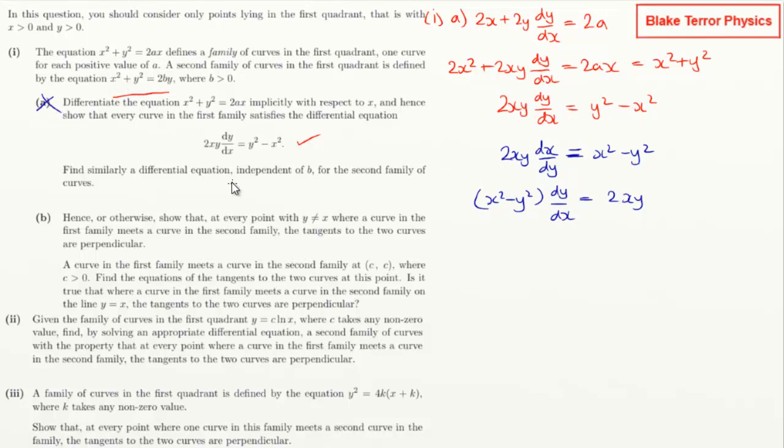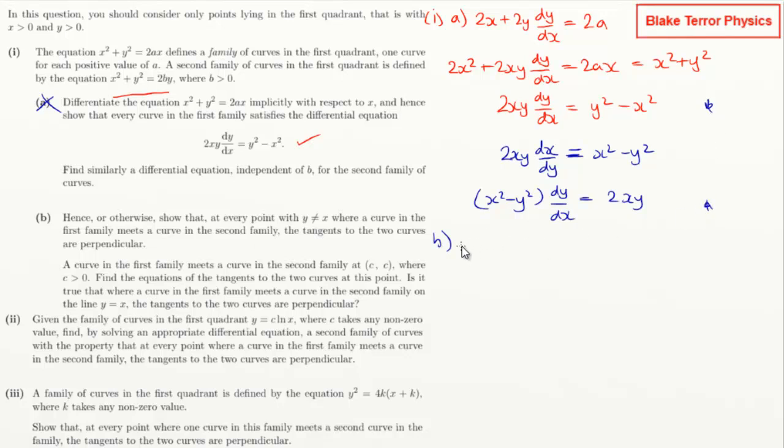Part B: hence or otherwise, show that at every point with x not equal to y, where a curve in the first family meets a curve in the second family, the tangents of the two curves are perpendicular. Okay. So they've taken out the x equals y case to get rid of all the zeros that we'd have floating around. So we need to show then, what have we got? We've got this one here and this one here.